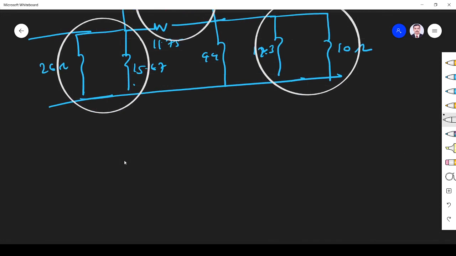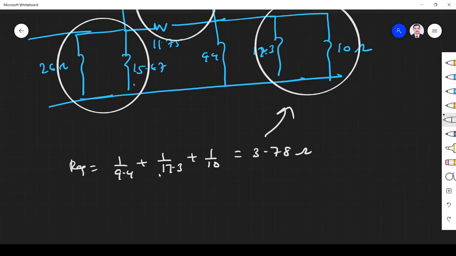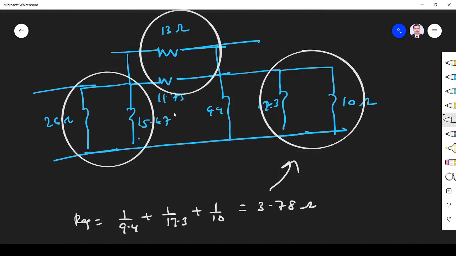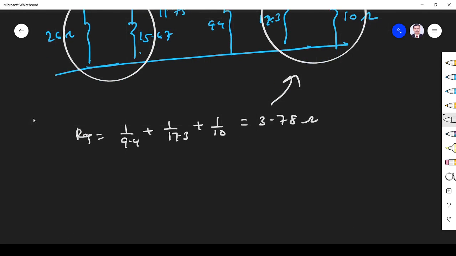Right? So how can I simplify? Sorry, first R equivalent, how can I find? This is 1 by 9.4, plus 1 by 17.3, plus 1 by 10. If you simplify, 3.78 ohm, right? Next, this 13 and 17.5. This is 1, this is 2, this is 3. 13 and 17.5 equivalent is 13 into 17.5 divided by 13 plus 17.5. You get 6.17 ohm.